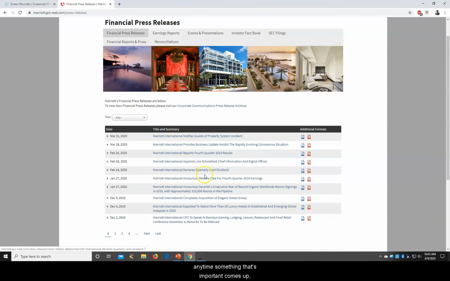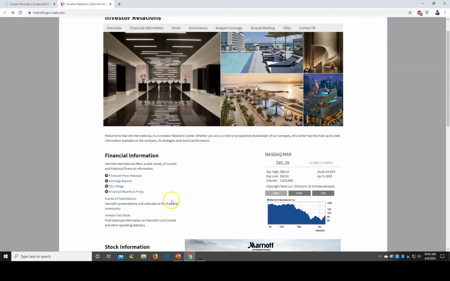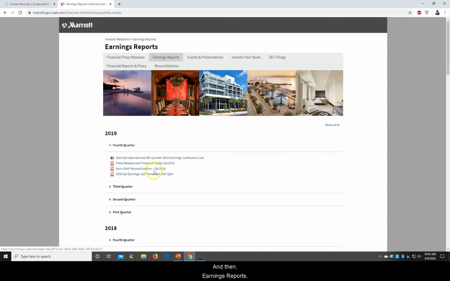Anytime something important comes up, they send out a press release. System incident, fourth quarter results, they just hired somebody, they just paid their dividend, they wanted to let people know about that. They acquired a group, they send out a press release. Okay? So, it's good information. And then earnings report, every quarter, they have to supply information on their earnings. And look here, isn't this interesting? Earnings call transcript with Q&A.